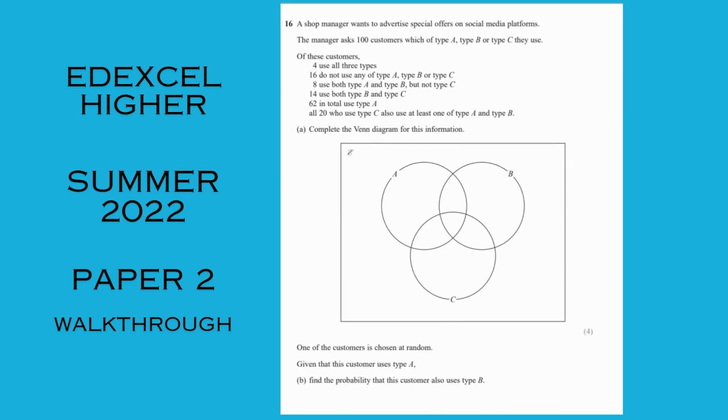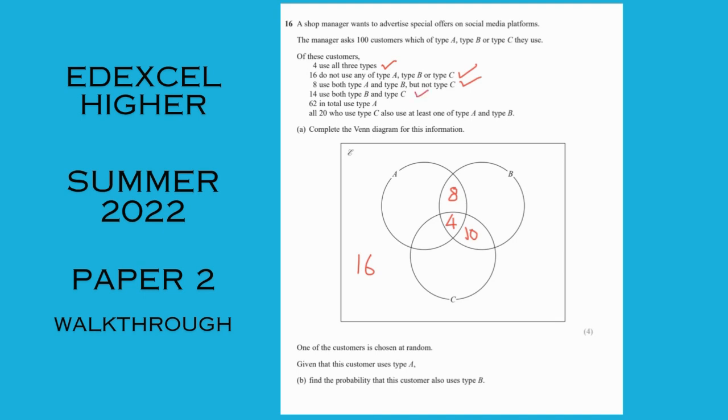Number 16, one of those wordy ones where you have to just go through one thing at a time. So 3-way Venn diagram, take care. 4 is in the intersection of all 3. 16, don't use any. That can slot in nicely. 8, use A and B, but not C. That's that bit there. 14, use B and C. That's the bit there, but that's not 14 because we've got 4 there. So the intersection is 14.